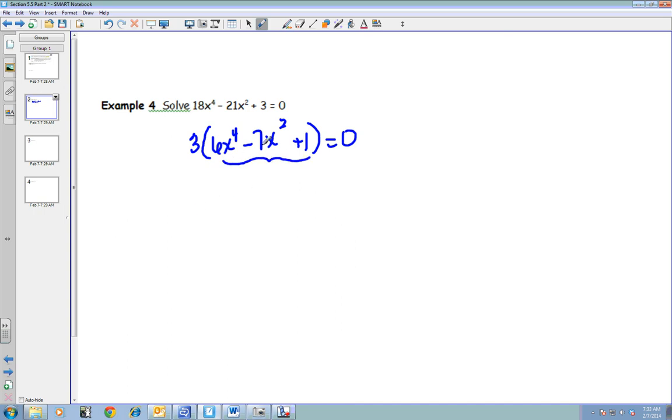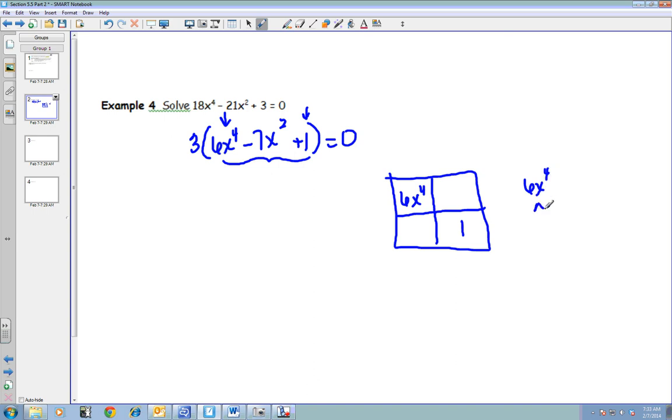Well, I'm going to factor this using my box. We've done lots of problems where we factored using our box method. I'm going to put this first term, 6x to the 4th, and the only difference is we're used to seeing this as an x squared instead of x to the 4th. This last term right here goes in this last box. We always multiply these together, and I get 6x to the 4th. And I need factors of 6x to the 4th that when I add them, I get a negative 7x squared.